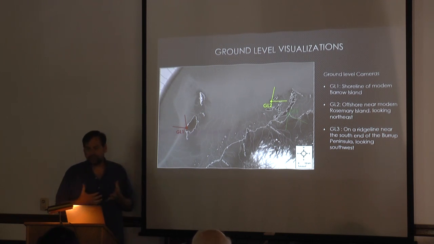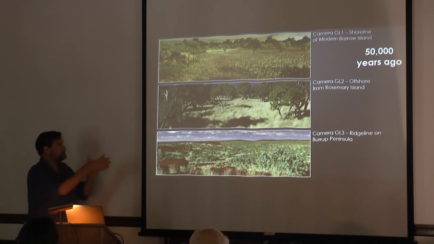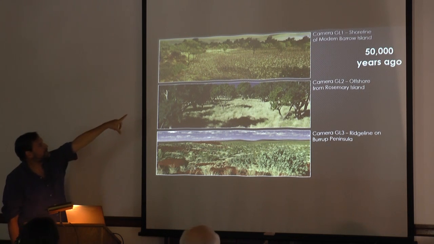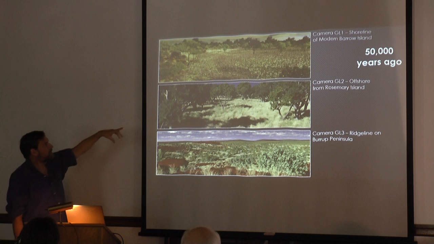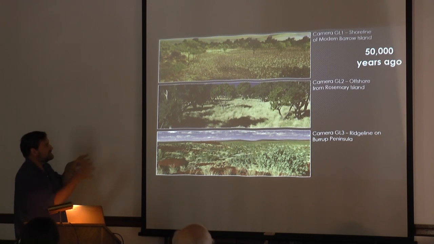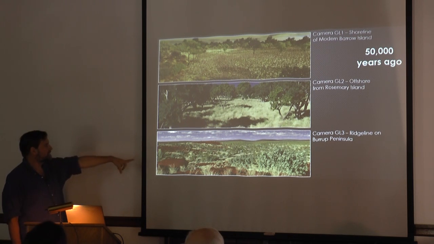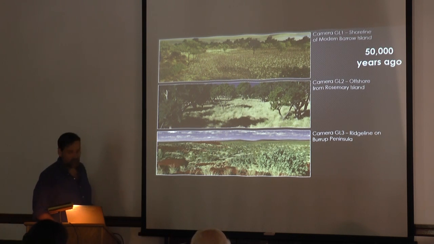And I created ground level visualizations for each of these locations, looking in those directions as landscapes for these different time frames. So this is the shoreline of modern Barrow Island at 50,000 years ago. It would have been this open eucalypt forest with a lot of understory plants. Offshore from Rosemary Island, we have a denser, a little bit more dense eucalyptus forest. It's pretty wet at this time. The ridgeline on the Burrup Peninsula, and we're looking at forested areas pretty far off in the distance.